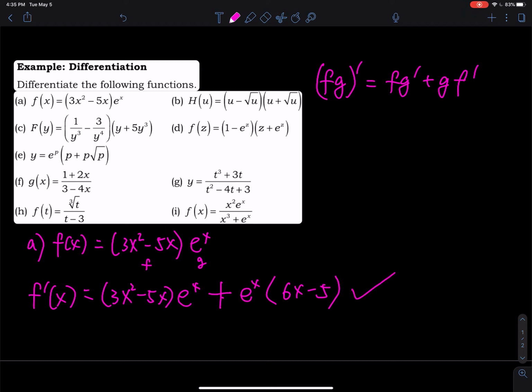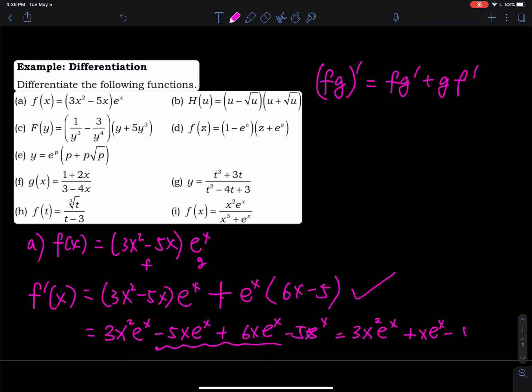But it doesn't matter which textbook you use, most of them, 99% of them, want you to simplify all the way to the end, which means you have to distribute the e to the x. So that is 3x squared times e to the x, minus 5x e to the x, plus 6x e to the x, and then minus 5e to the x. Then you can simplify these two: negative 5 plus 6 is equal to 1. So you have 3x squared e to the x plus x e to the x, and then minus 5e to the x.